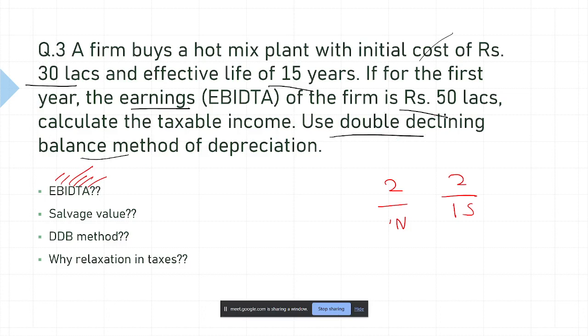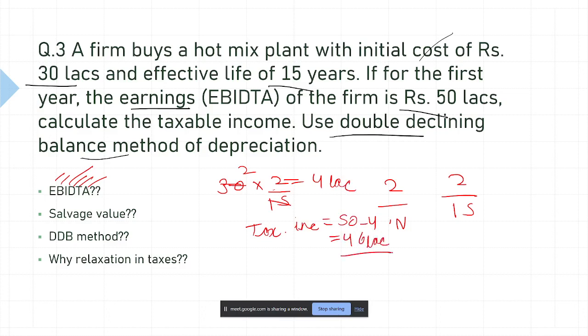So here we have been given 50 lakhs as income, as earnings. So for 30 lakh rupees, now you have to calculate the depreciation in the first year. In the DDB method, we don't need salvage value. If you have done calculations, you know why. This gives the depreciation for the first year as 4 lakh. So the taxable income becomes 46 lakh. Okay, so this was just the calculation part of it, that the firm has to pay tax on 46 lakh.